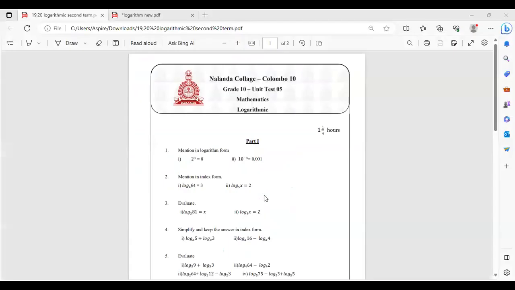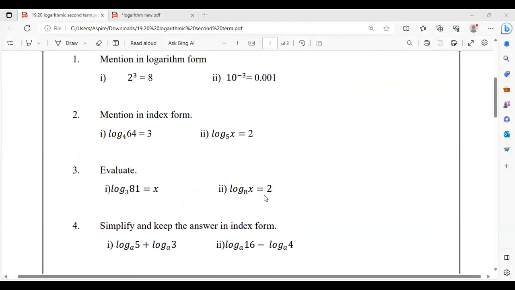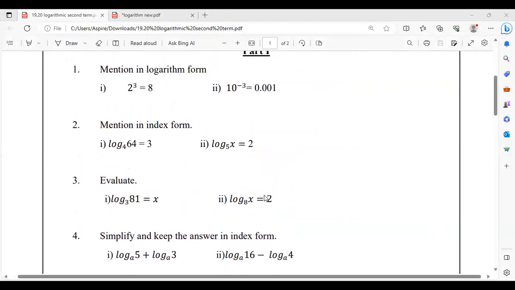Okay. Let's see how we do this exercise. Here look, you have been given expressions in logarithm form. I can give you some minutes. You can try these 4 questions.